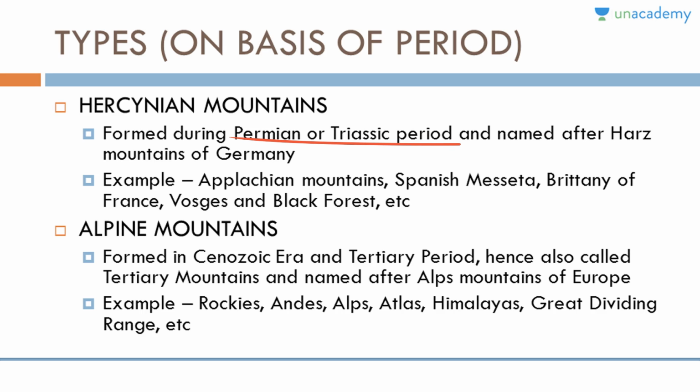Alpine mountains are the young mountains and they were formed in Cenozoic era and Tertiary period. Hence, they are also known as Tertiary mountains and named after Alps mountains of Europe. The examples of alpine mountains include Rockies, Andes, Alps, Atlas, Himalayas and the Great Dividing Range of Australia, etc.